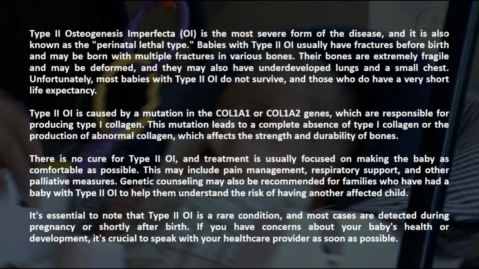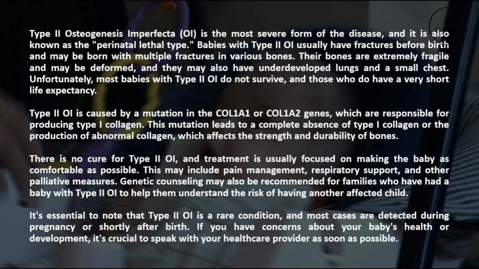Type 2. Perinatal lethal OI. Type 2 osteogenesis imperfecta is the most severe form of the disease, and it is also known as the perinatal lethal type. Babies with type 2 OI usually have fractures before birth and may be born with multiple fractures in various bones. Their bones are extremely fragile and may be deformed, and they may also have underdeveloped lungs and a small chest.